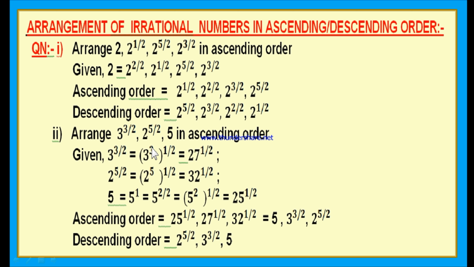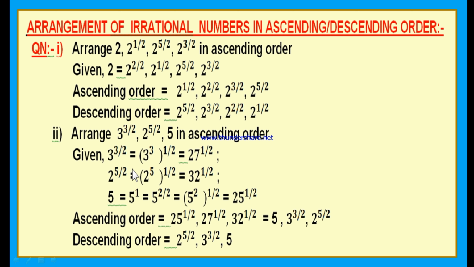This is in the form of a power m whole power n, a to the power of m into n. 3 into 1 by 2 is 3 by 2 only. Now 3 cube means 3 into 3 into 3 is 27, to the power 1 by 2. Similarly, the second number 2 power 5 by 2 is 2 power 5 whole power 1 by 2. 2 power 5 is 32, whole power 1 by 2.